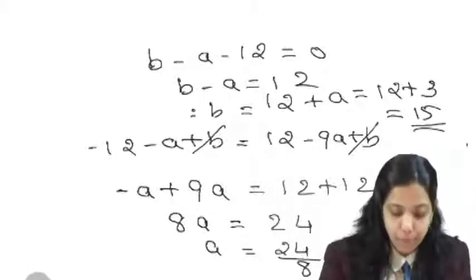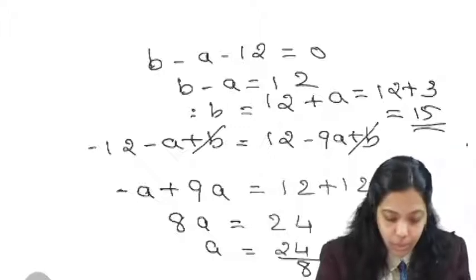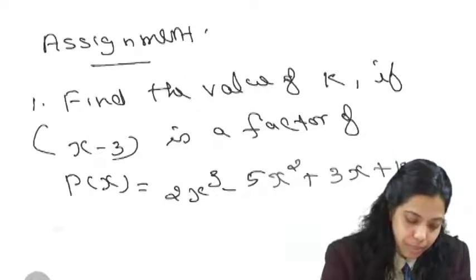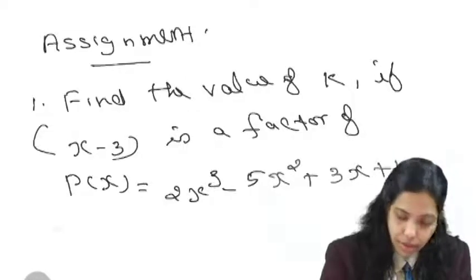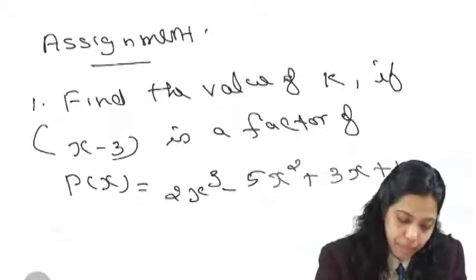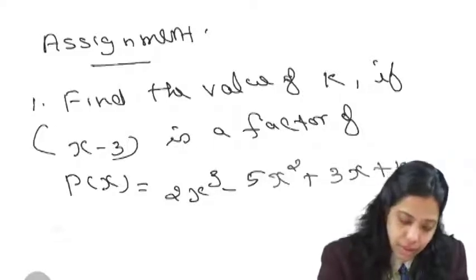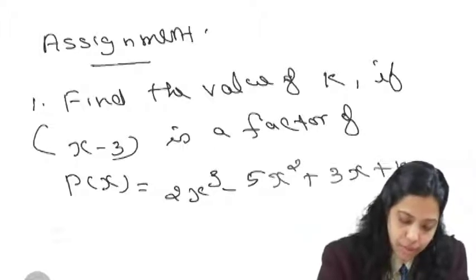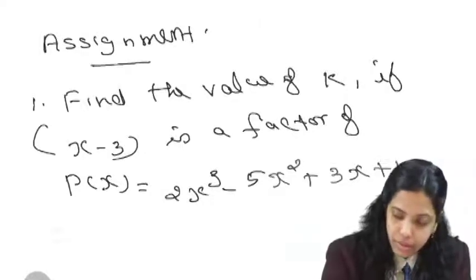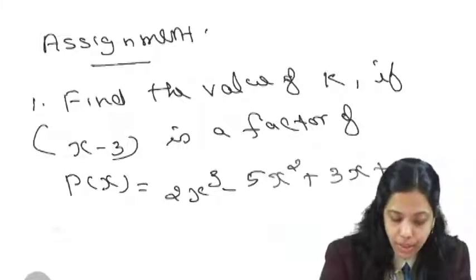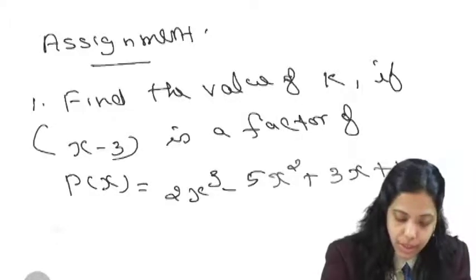Now it's time for you to do the work by yourself. The assignment for you, question number 1: Find the value of k if x minus 3 is a factor of p of x equals 2x cube minus 5x square plus 3x plus k.